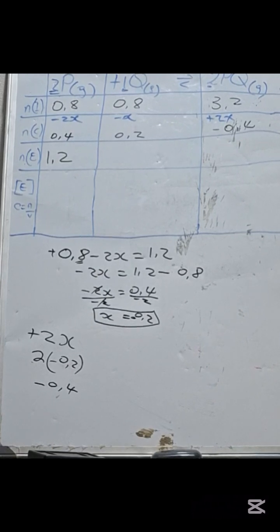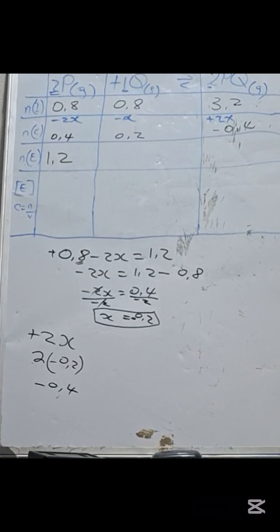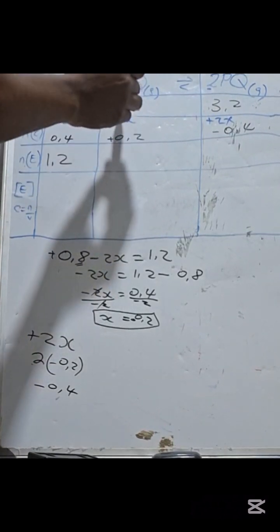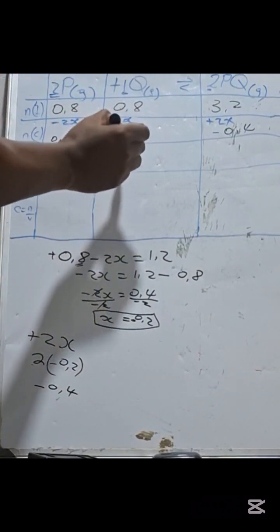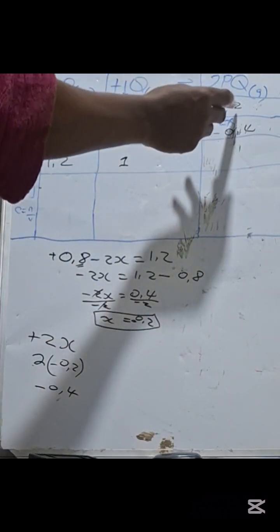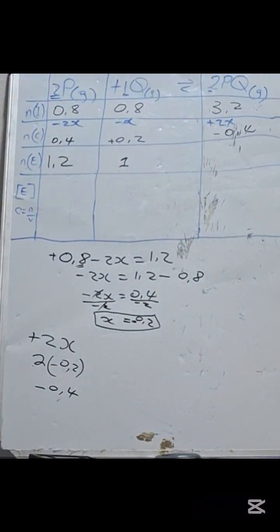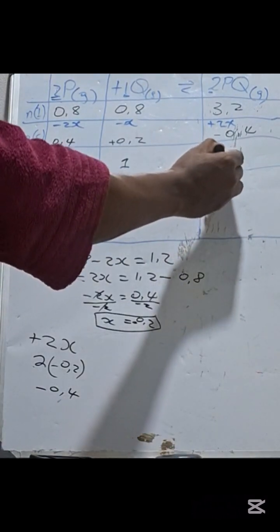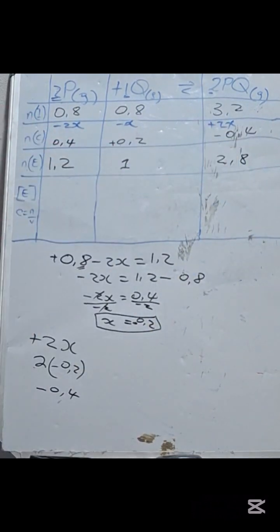So now since it is positive, the answer for 0.8 plus 0.2 is 1. Then 3.2 minus 0.4, so the answer there is 2.8. So we have 2.8 here.